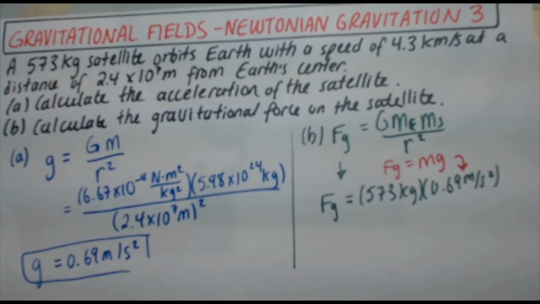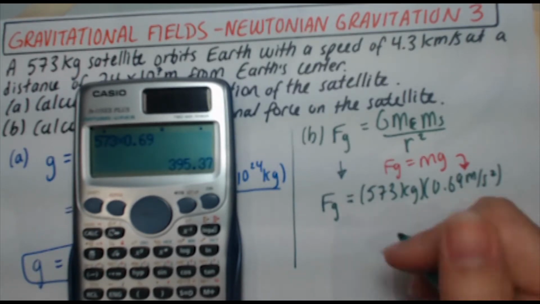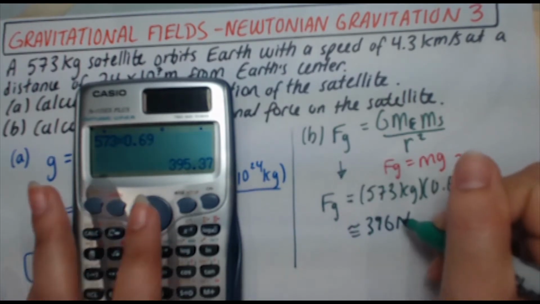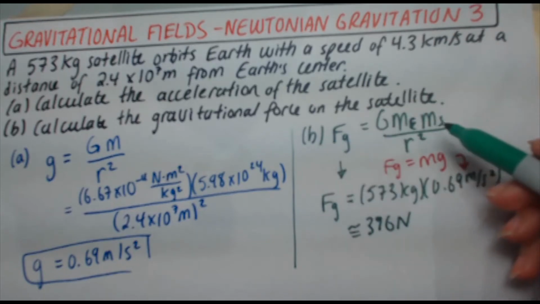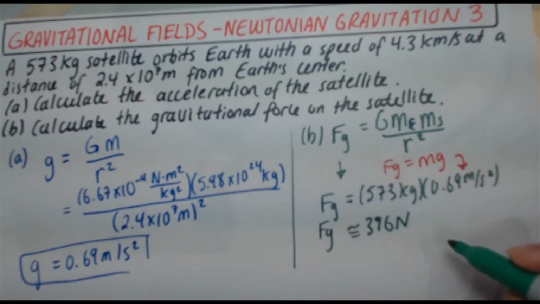If you do 573 times 0.69, you're going to get 395.37, or about 396 newtons, which is the same result you're going to get if you calculate it using this, except it's going to take you a lot longer. So this is why they had us calculate g in part A.